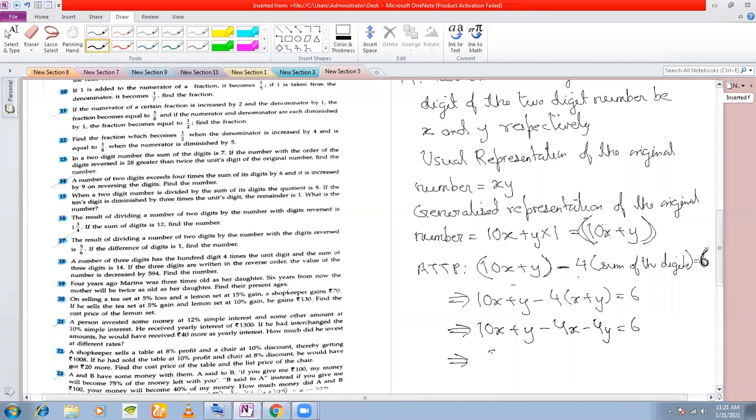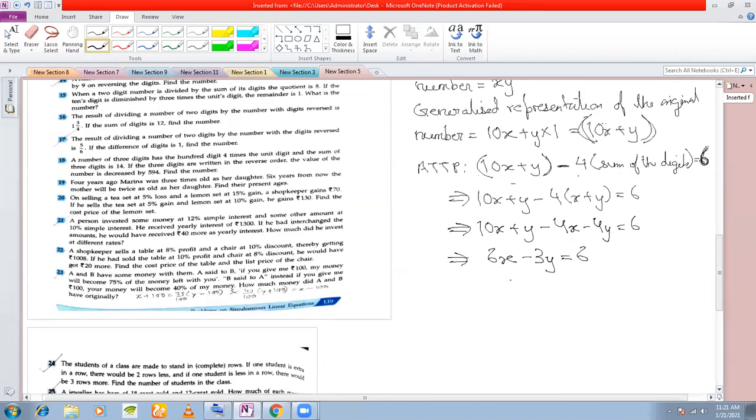10x minus 4x is 6x, and y minus 4y is minus 3y, is equal to 6. Now 3 is a common factor here. You can take it out. 3 times 2x minus y is equal to 6. That means 2x minus y is equal to 6 by 3. That means 2x minus y is 2. This is our first equation.